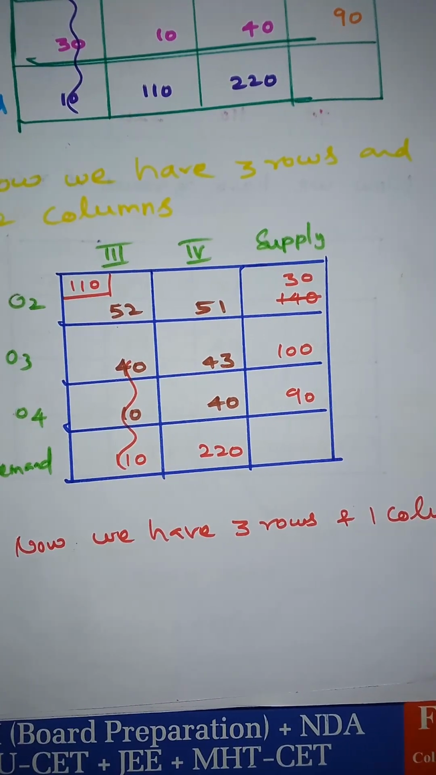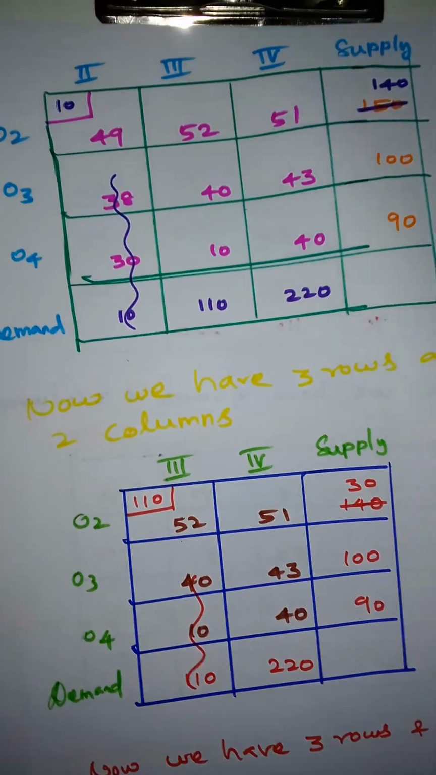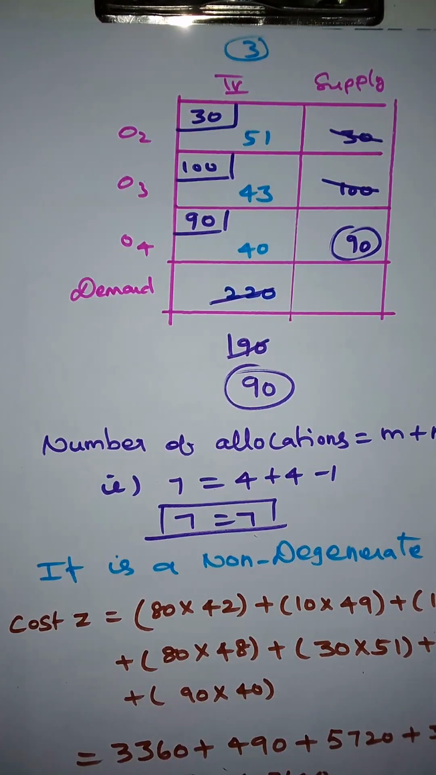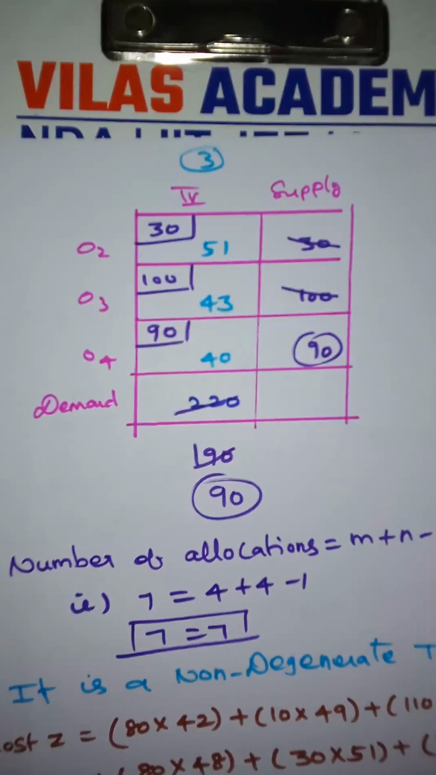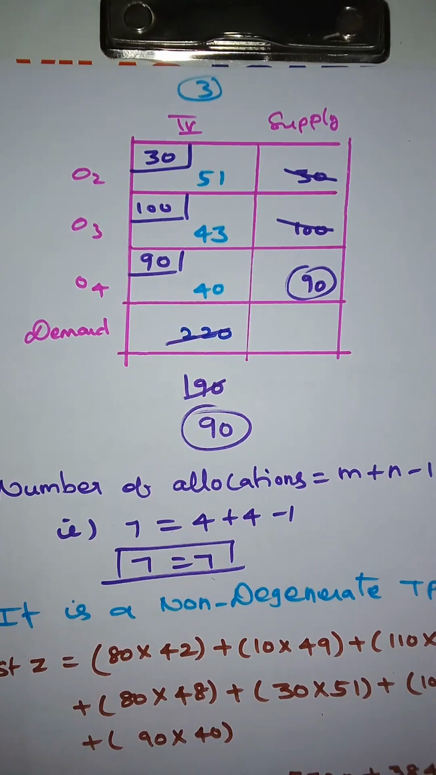Let us choose the least value from the corner cell, that is 52. According to that, 140 on this side and 110 on the other. 110 is the least value, so allocate it to that cell. Then that column is cancelled. The supply will be 140 minus 110, that is 30. Now we have three rows and only one column. This is the final column.